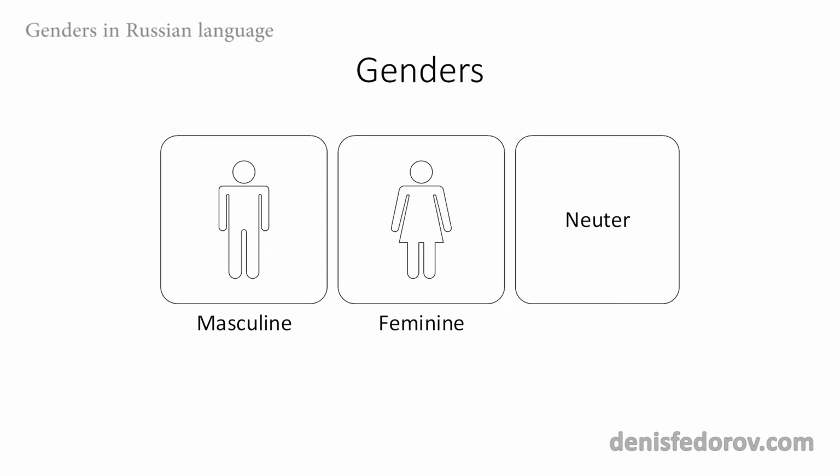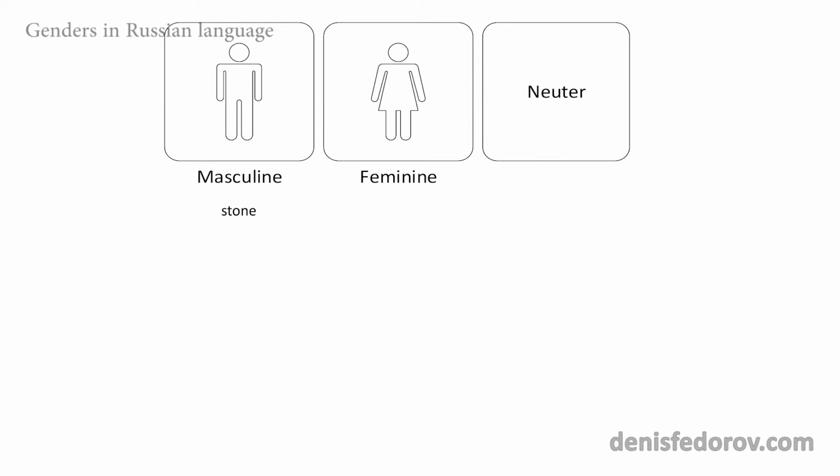Let's start. Both Russian and English nouns are divided into three groups known as genders. These groups are masculine, he, feminine, she, and neuter, it. There is a significant difference in determining the gender of the noun in English and Russian languages. Here are examples. In Russian, literally, stone is he, water is she, sky is it, house is he, bridge is he, road is she, and so on.